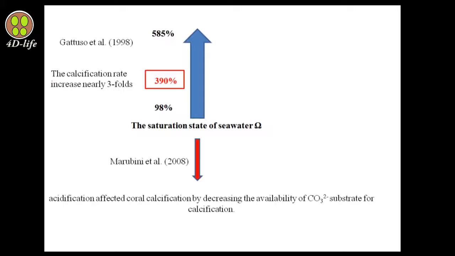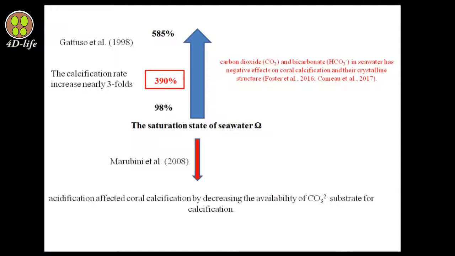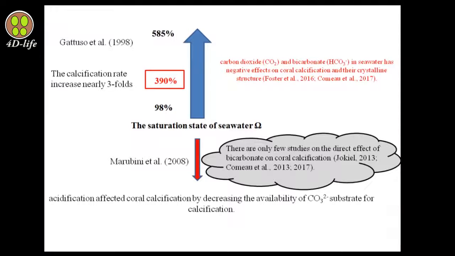Unlike carbonate ion, the increase of carbon dioxide and bicarbonate in seawater has a negative effect on coral calcification and their crystalline structure. The increased uptake of carbon dioxide by the ocean reduces pH, and we can see the same result with increased bicarbonate ion concentration. But there are only a few studies on the direct effect of bicarbonate on coral calcification.